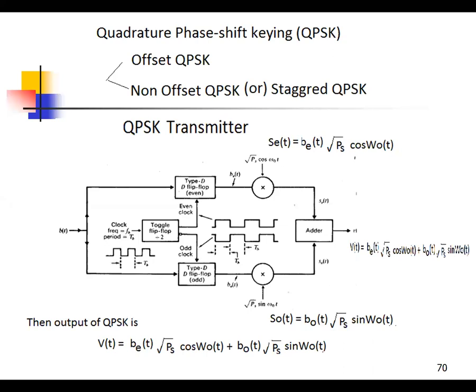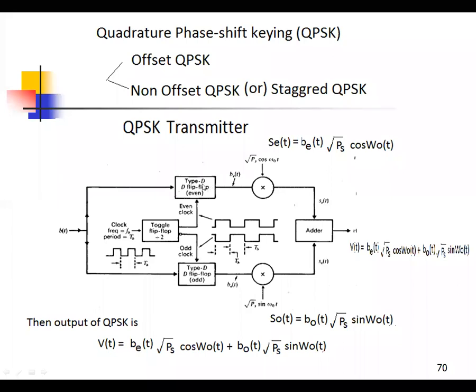Here in the block diagram, the b(t) signal is given to two D flip-flops simultaneously. The b(t) signal is the binary data in NRZ form, non-return to zero form. Another input to the D flip-flops is from the T flip-flop, the toggling flip-flop. The input of the toggling flip-flop is the clock. With reference to the clock, the outputs of the 2 D flip-flops are produced.